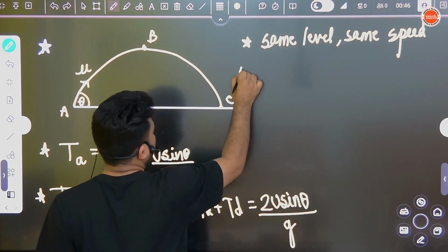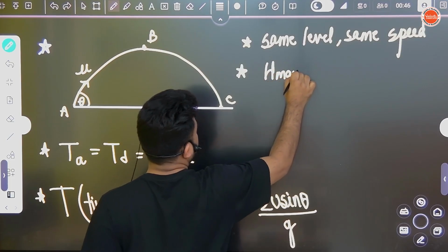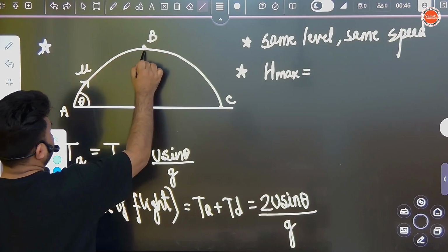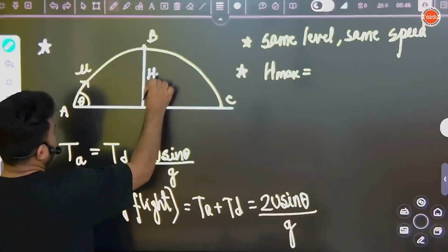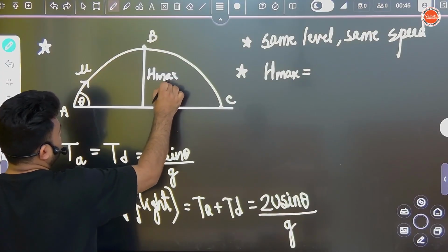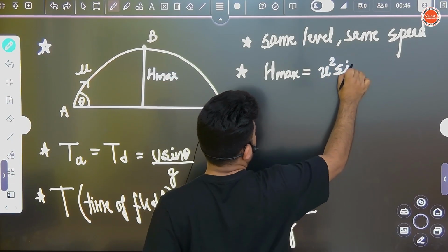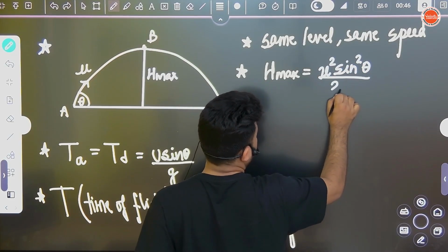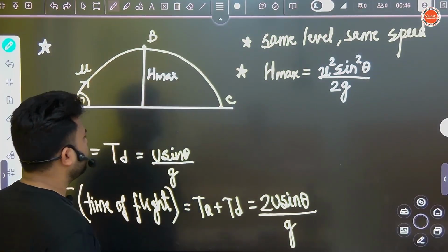Next, maximum height reached by the ball, H max. Just now we saw what H max is. This is H max: U square sin square theta by 2g. Correct? This is the maximum height.